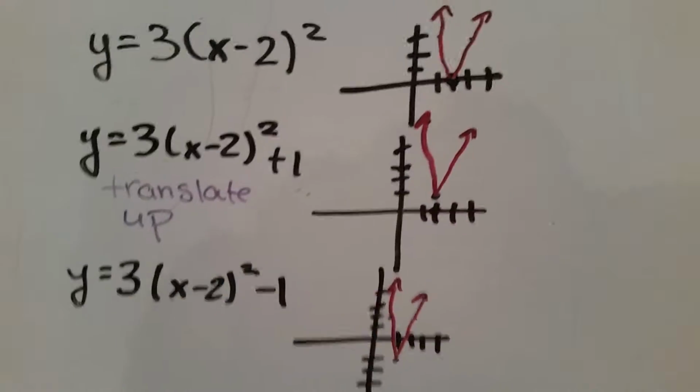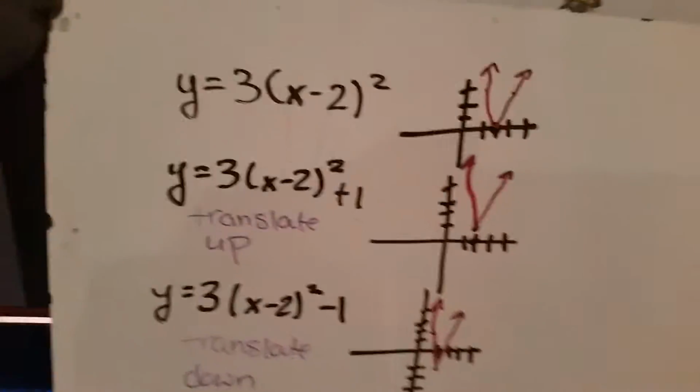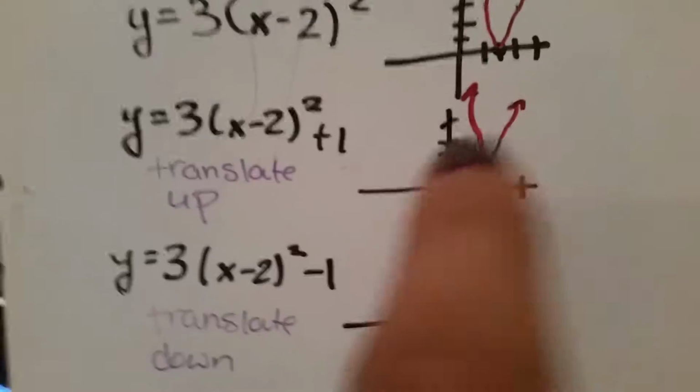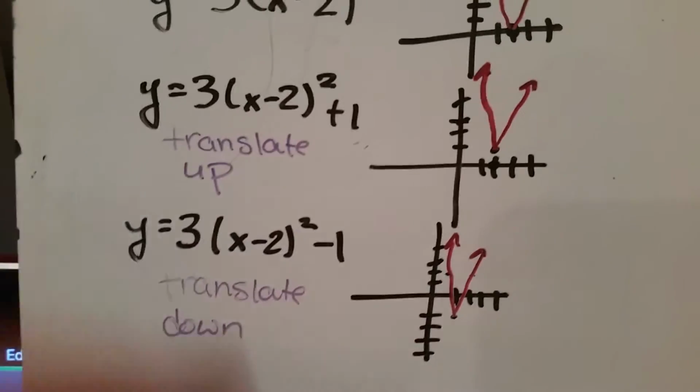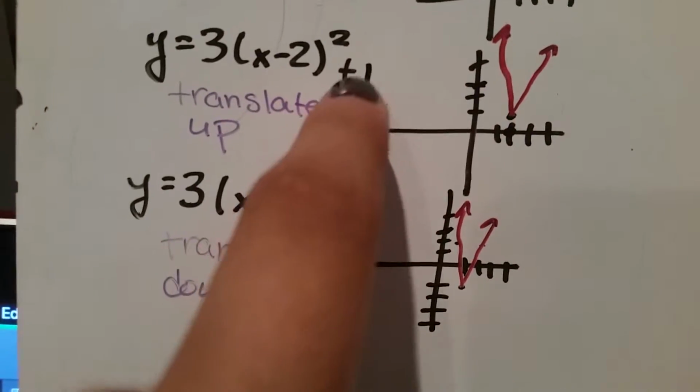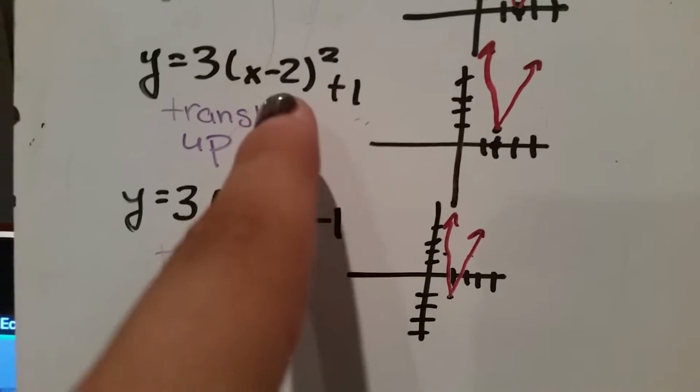We're going to look at translating up and translating down. To translate up, you have to add a number after the x, plus whatever the number is.